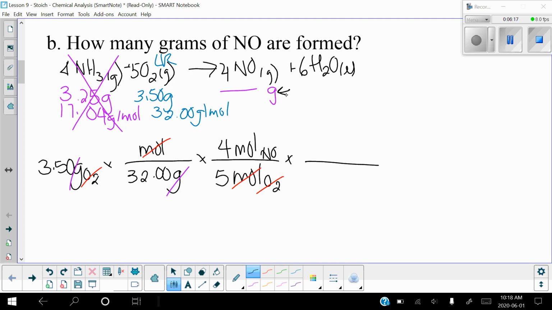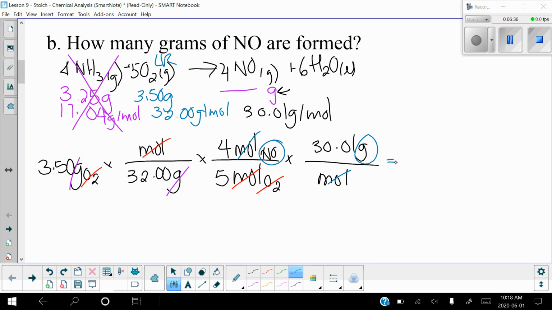The molar mass of nitrogen monoxide is 30.01 grams per mole. So you multiply by that, and moles cancels out with moles, and you're left with grams of nitrogen monoxide. Once you plug that all in, you get 2.63 grams of nitrogen monoxide.